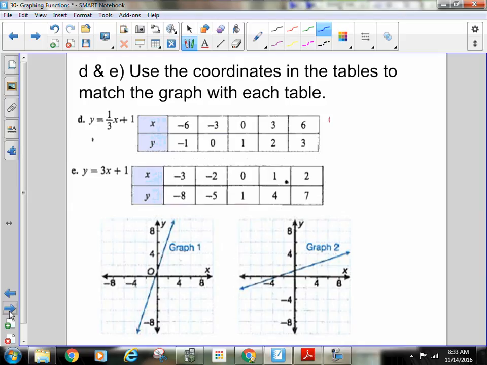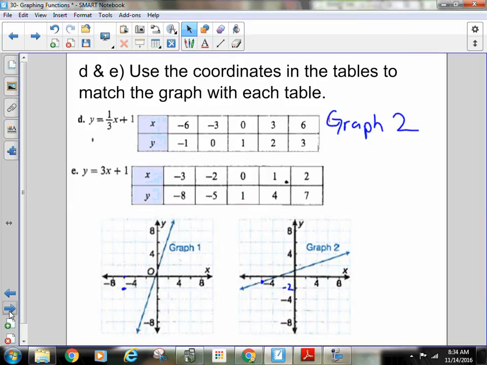All right, D and E, use the coordinates in the tables to match the graph with each table. We can look at this, and D says negative 6, negative 1. If I go over 6, I'm here, and I go down 1, that point is not on this graph. So D definitely does not go with graph 1. If I go to 6, 4, 6, this one has a little bit different of a scale. And negative 1, there we go. Because this is a negative 2 here, D goes with graph 2.